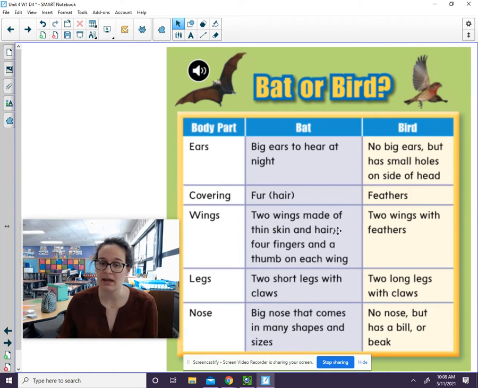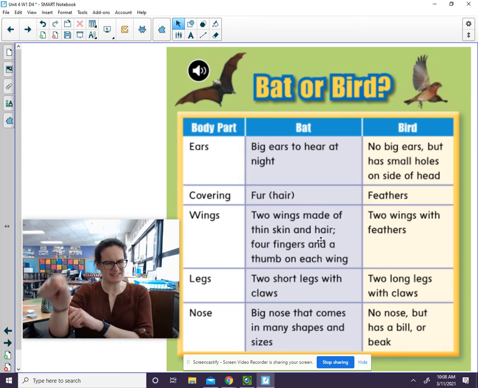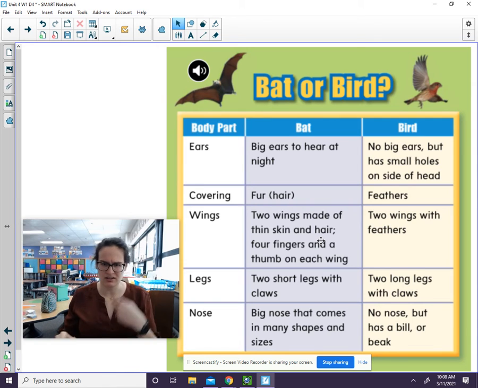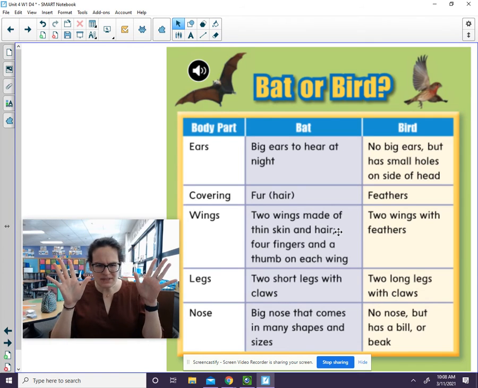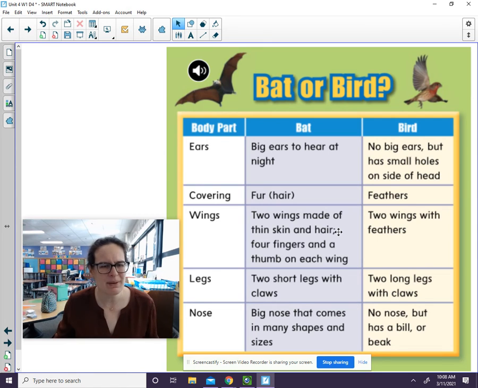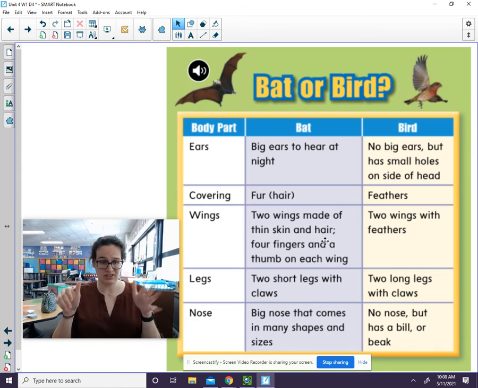Let's read about what a bat's wings are like. 2 wings made of thin skin and hair. Oh, skin. We have skin. We also have hair. 4 fingers and a thumb on each wing. They have fingers and thumbs on each? That's really similar to what we have. But I bet their fingers and thumbs look really different than ours. So again, a bat has skin and hair on their wings, and they have 4 fingers and a thumb.